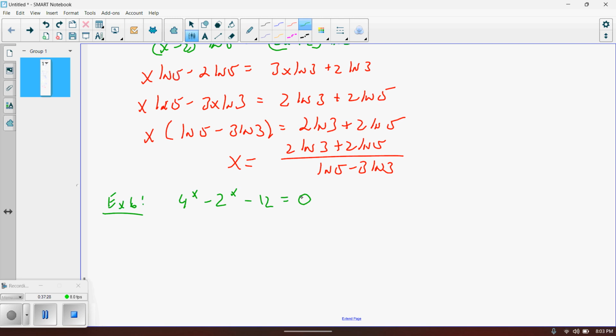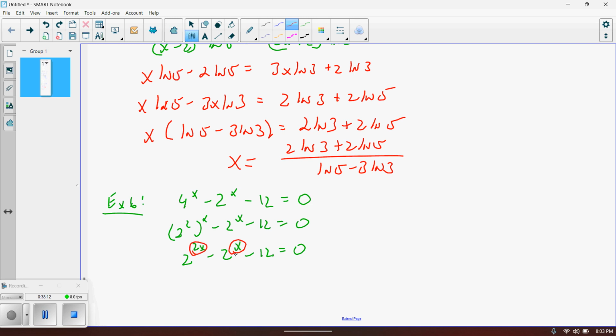So here's the idea. We should recognize that 4 can be written as a base of 2. So let's rewrite 4 as 2 squared, to the x, minus 2 to the x, minus 12 equals 0. And if you remember your properties of exponents, when you have an exponent raised to an exponent, you multiply them. So we get 2 to the 2x minus 2 to the x minus 12 equals 0. What you should notice is that this exponent is double that exponent, and then we have a constant at the end. So what we have is something which is quadratic in form.